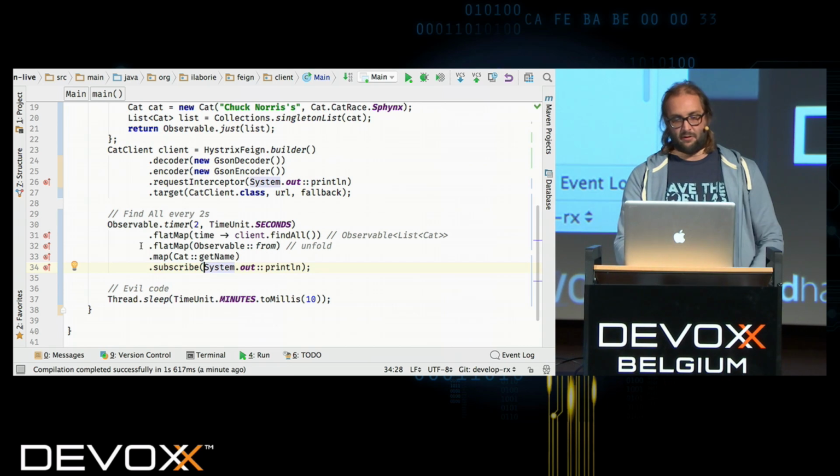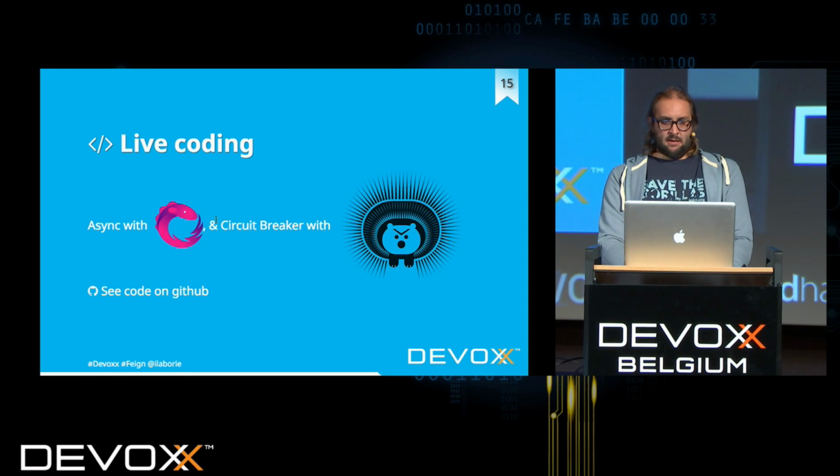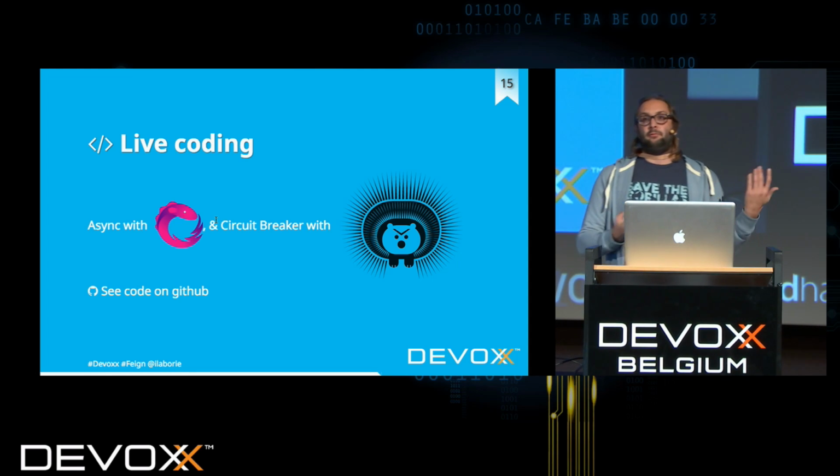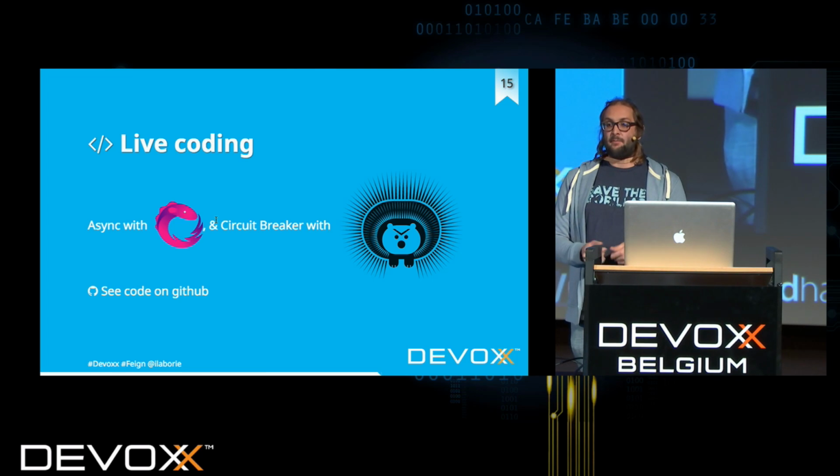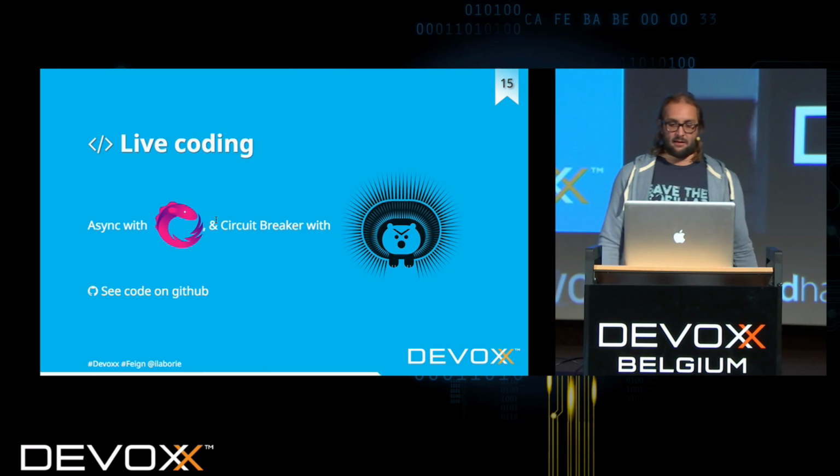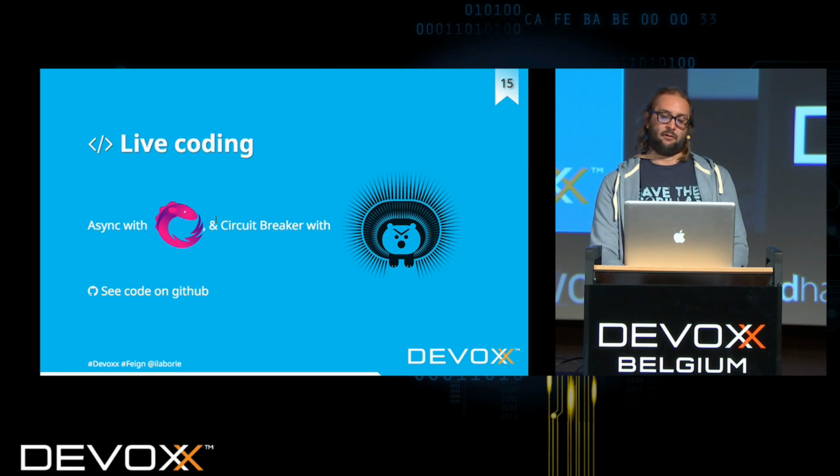I'm going to move on. So, if I crash the server, the fallback situation came back and gives it the only cats that are in the list.